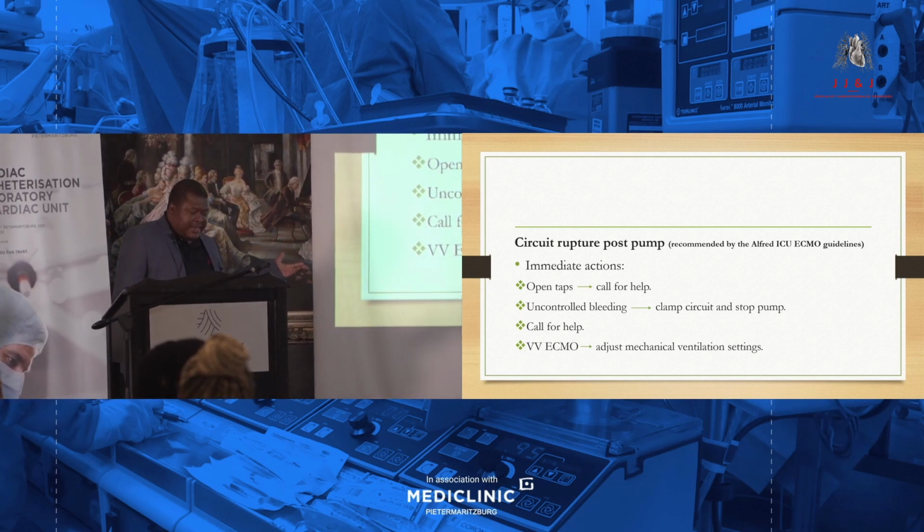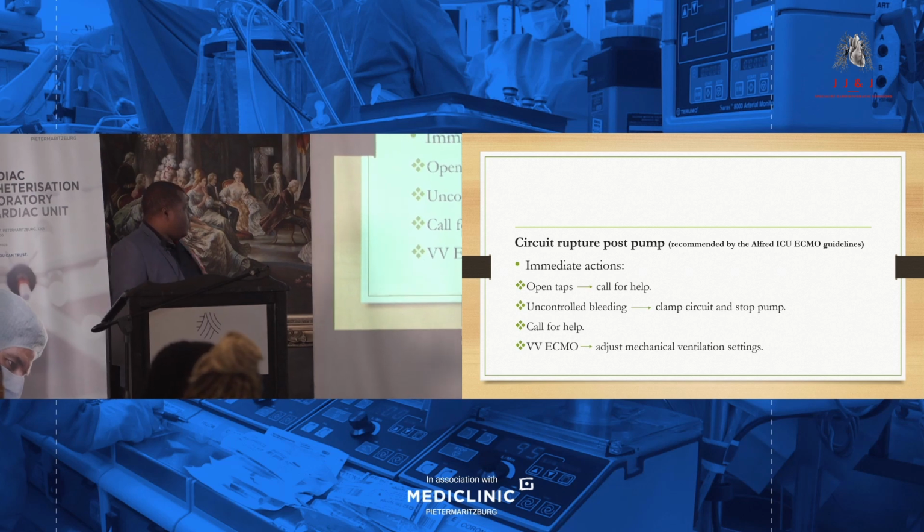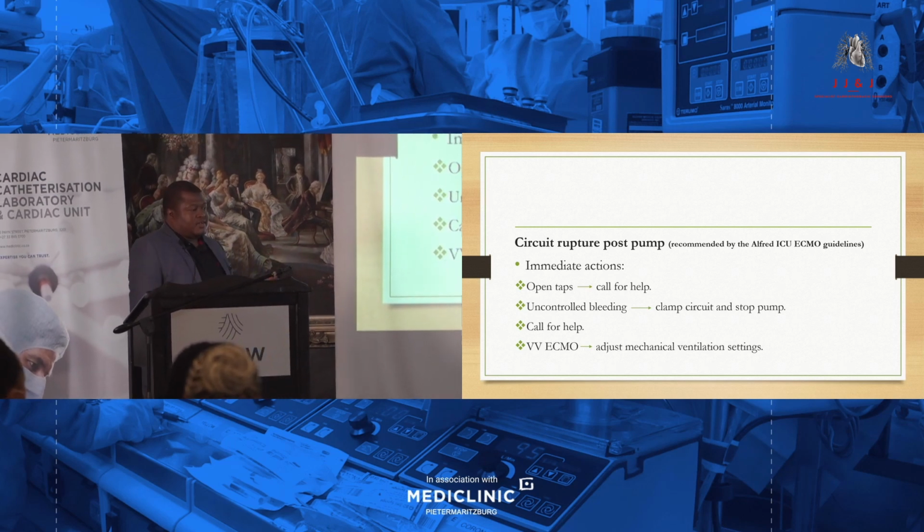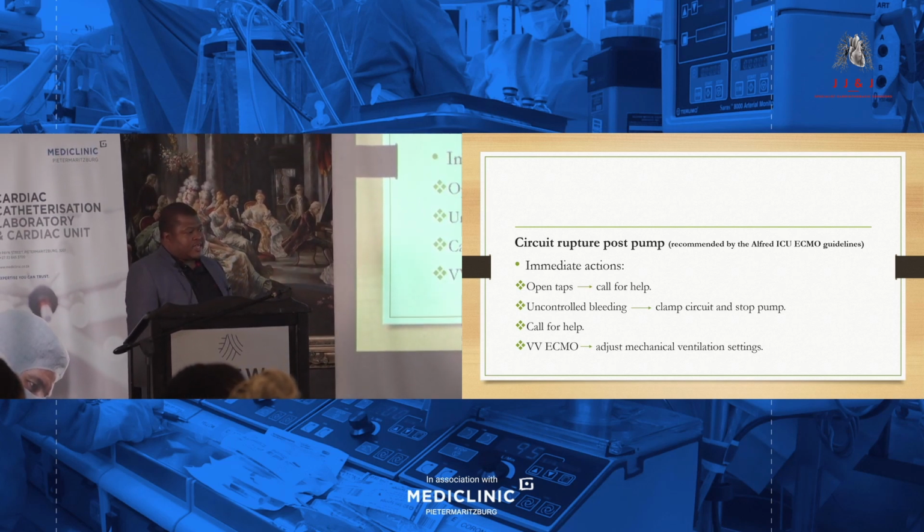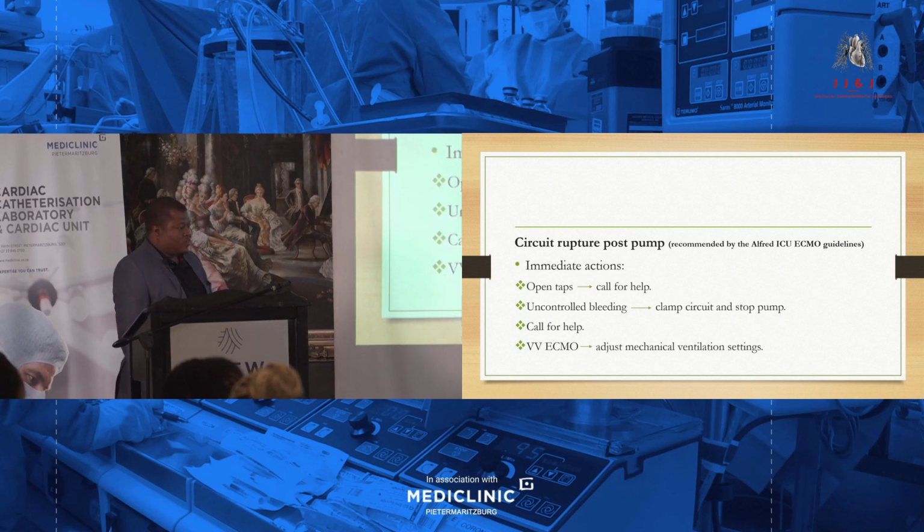If the bleeding is not controlled, as I've said before, you clamp the circuit, you clamp the arterial side of the circuit and the venous side of the circuit, you stop the pump. And then you're going to decide what you're going to do. You're going to call for help, or you're going to call the perfusionist, you're going to call the ICU consultant, or you're going to call the ECMO coordinators, of which is Susan and Kate.